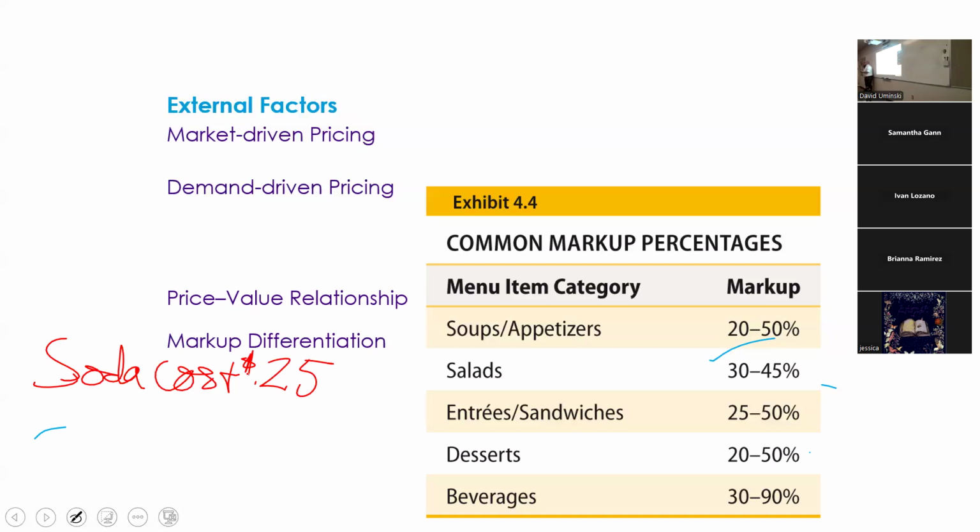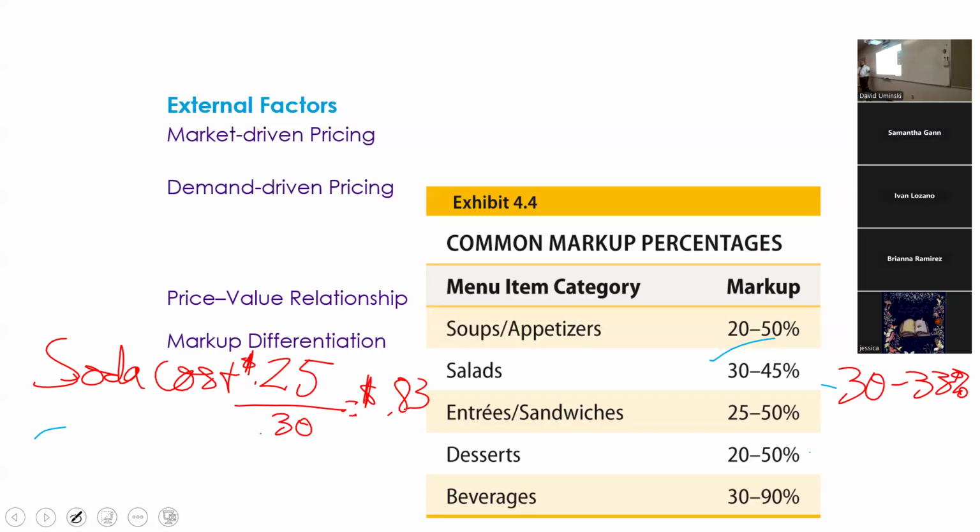So if I want to use the general range of percentages, remember we talked about this back in chapter 1, the generally accepted range of percentages is 30 to 33%. Okay. So if I use 30%, so I divide my cost by 30%. What should I sell my soda for? 25 cents divided by 30%. 83 cents. 83 cents? Okay.